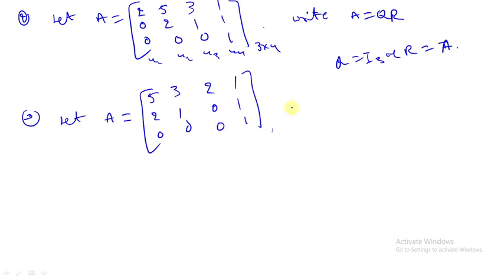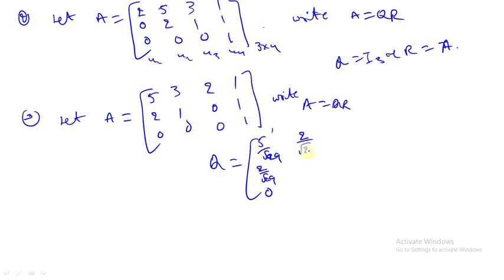In this case, write A equal to QR. We get Q equal to 5 by root 29, 2 by root 29, 0, 2 by root 29, minus 5 by root 29, 0, 0, 0, 1, and R equal to root 29, 17 by root 29, and so on.